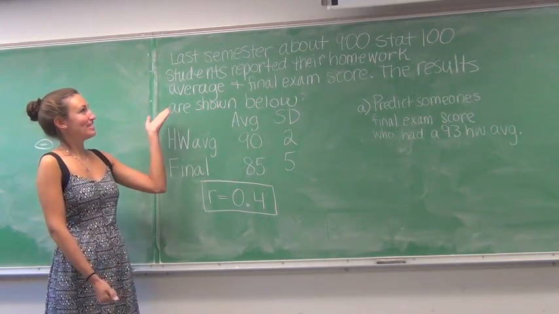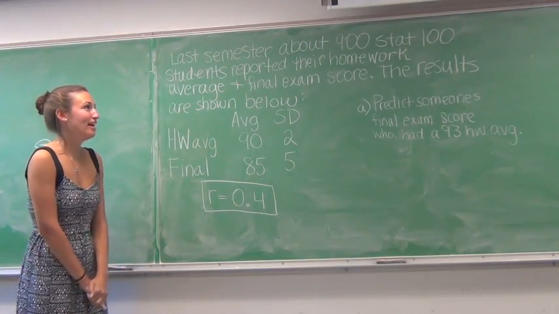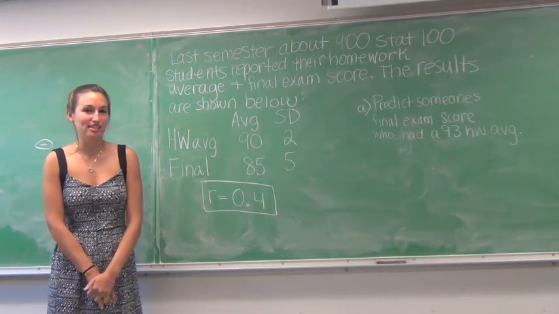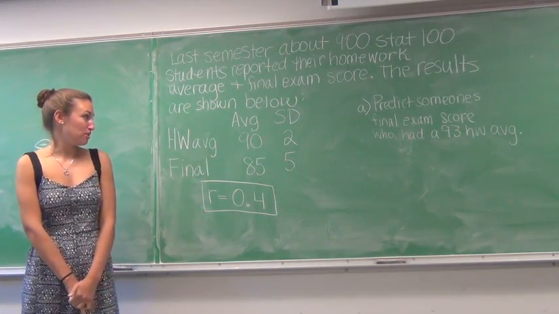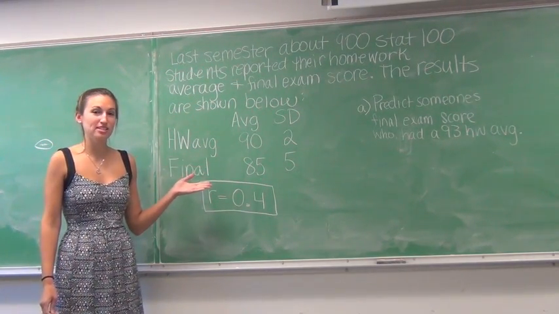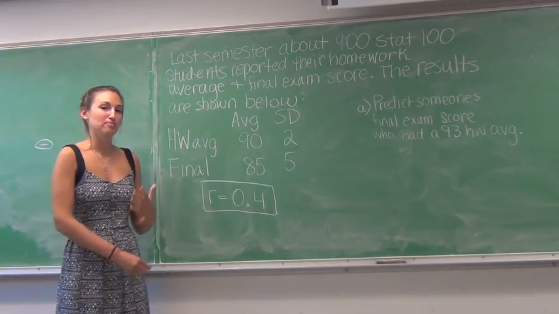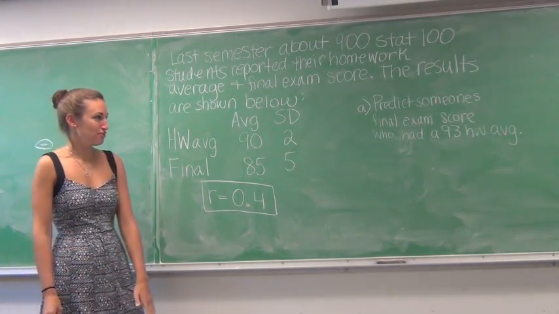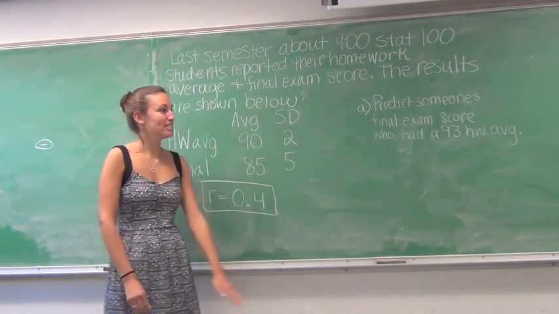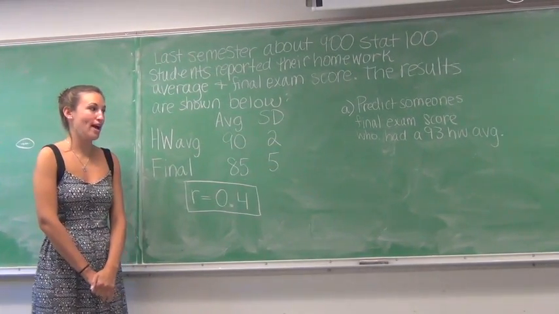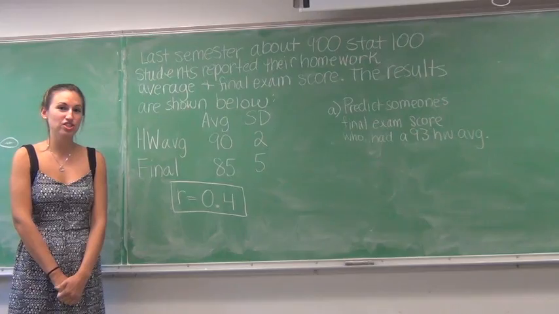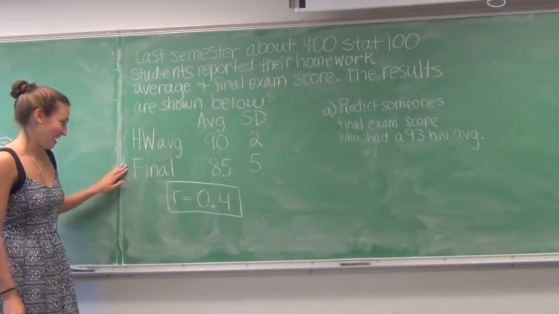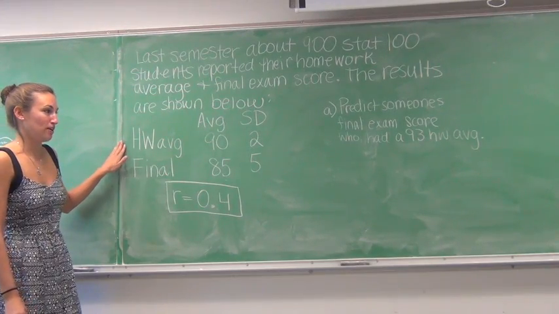So in this example it says, last semester about 900 Stat 100 students reported their homework average and final exam scores. The results are shown below. So these are the 5-number summary statistics, and let's assume that the scatter plot was roughly football shaped. Now, the first part of this problem is asking us to predict someone's final exam score who had a 93 homework average. Now this is just your classic problem of predicting final exam score from homework average.